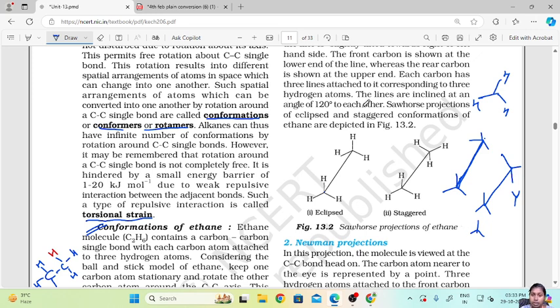Now, the Sawhorse projections of the eclipsed and staggered conformations of ethane are depicted here. This is the eclipsed one. Eclipsed means both carbons have all 3 hydrogens parallel to each other. They are close to each other, covering each other in the same pattern. This hydrogen is in front of this hydrogen, and so on for all three. So they are eclipsed. You know what an eclipse is, right? They are covering each other. Whereas this is the staggered form, where there is no covering taking place. So this is the staggered form and this is the eclipsed form.